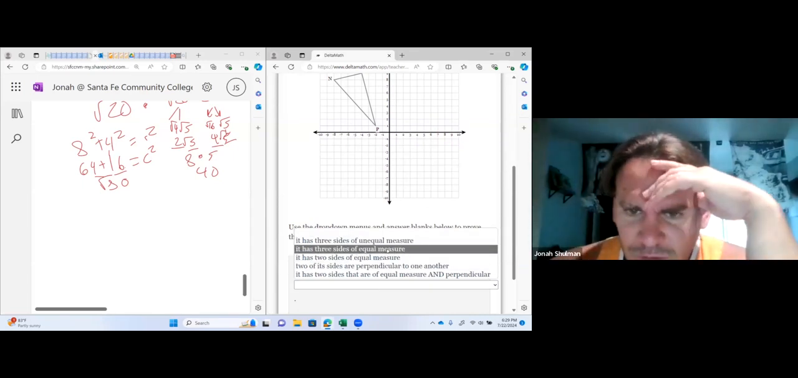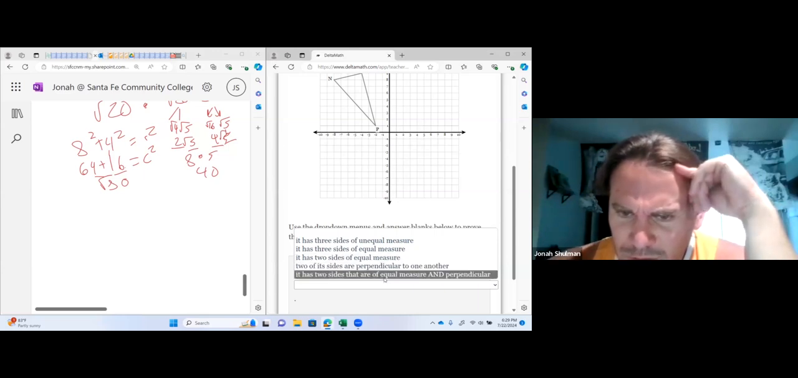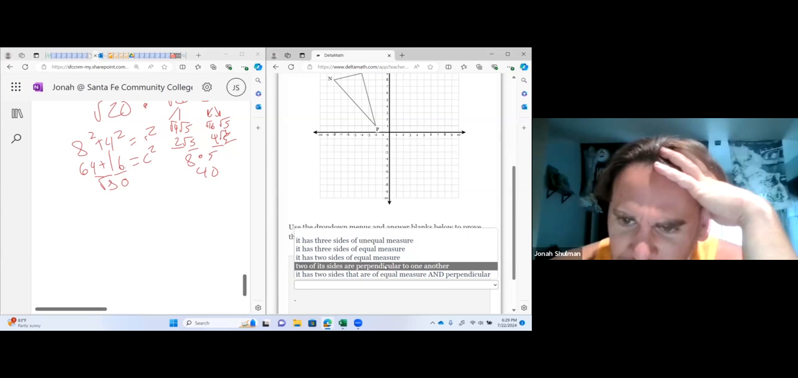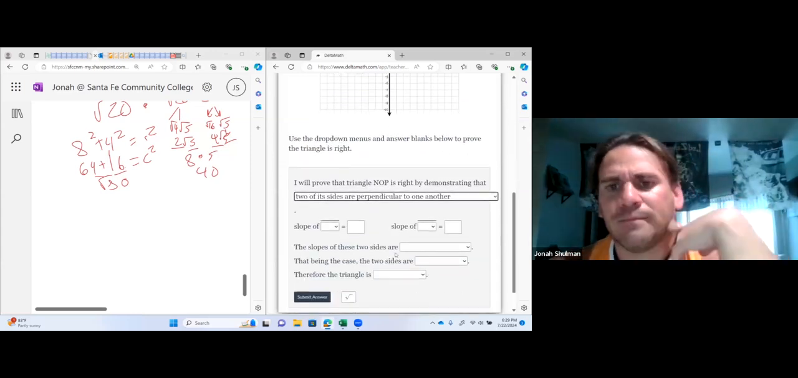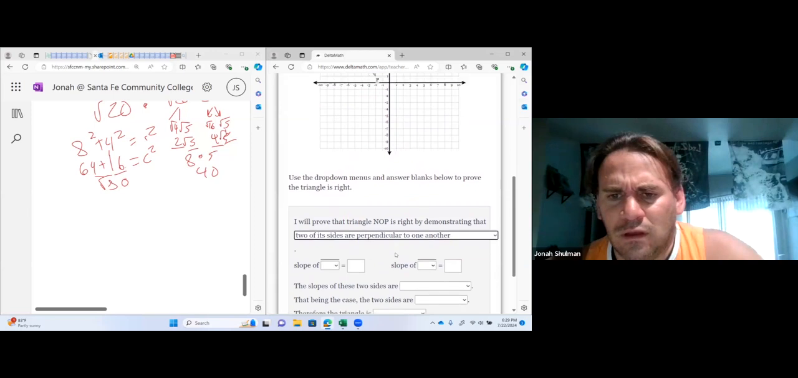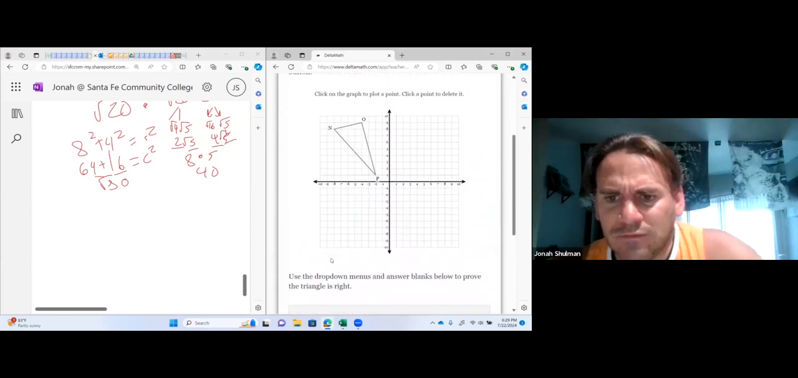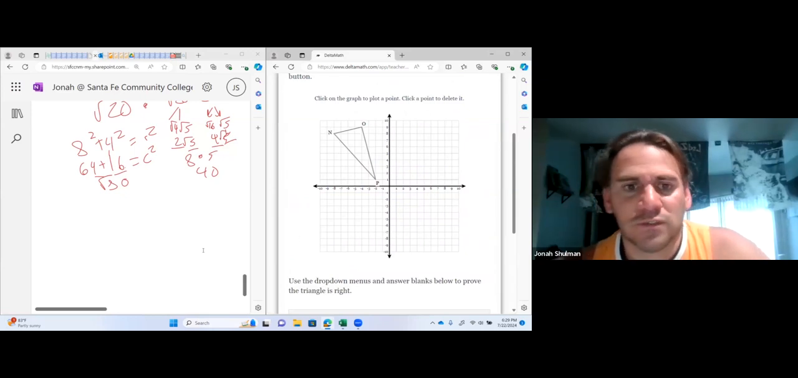It's 3 sides, no. It has 2 sides that are equal in measure. It's this one. 2 of its sides are perpendicular to one another. This one seems too challenging, but that's fine. So we have to say that 2 of the sides are perpendicular. We have to say that this one is perpendicular to this.